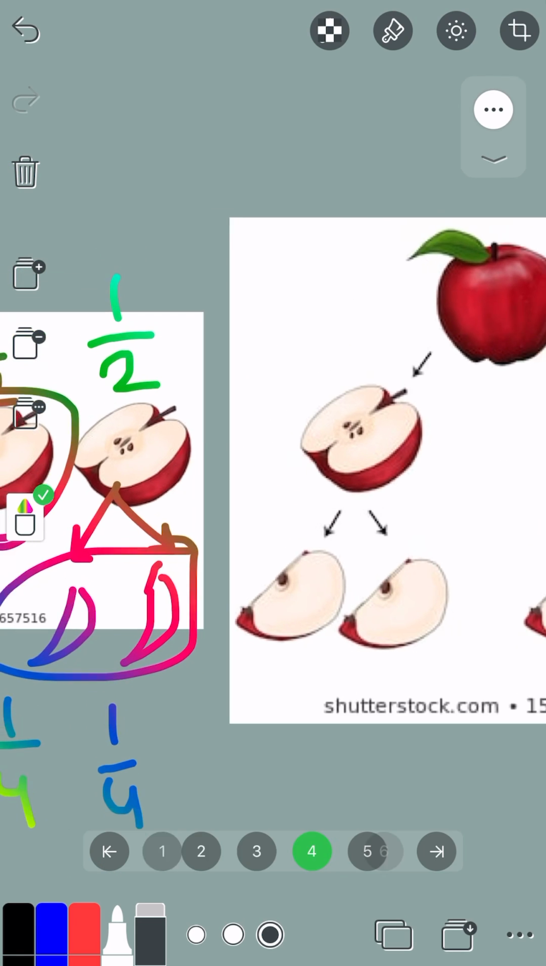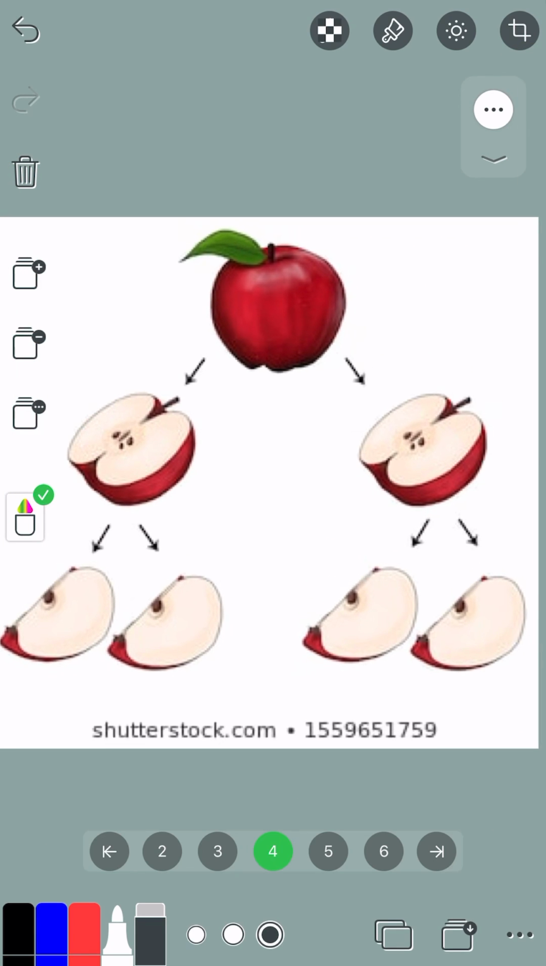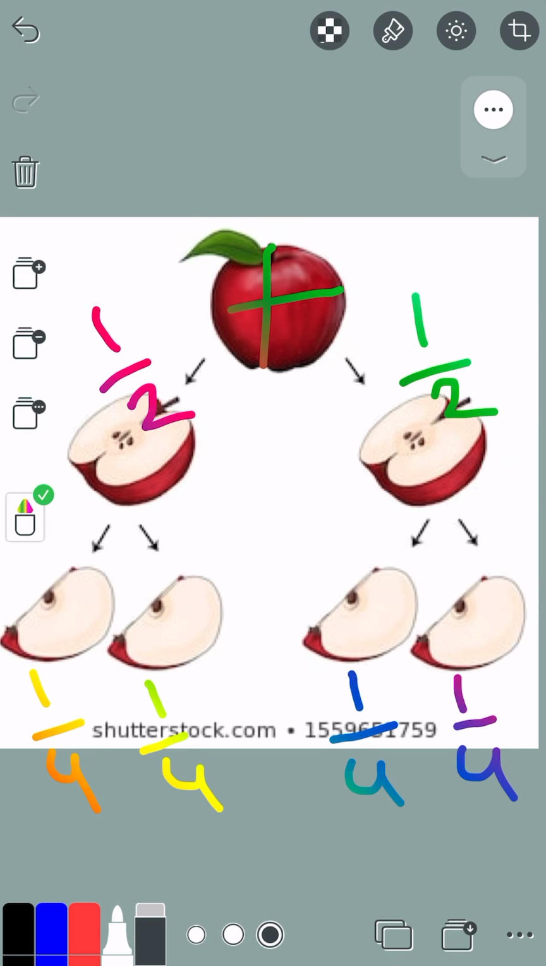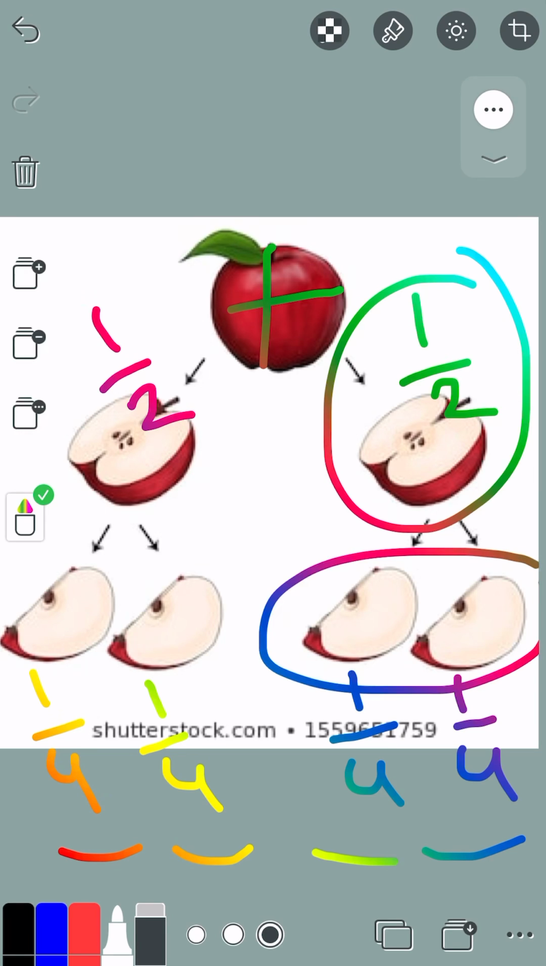Look at this picture. This is my apple. I cut it into two equal parts, two halves. And if I cut each half into another half, I will get quarters. Here is a quarter, here is a quarter, and here is a quarter. Now, how many quarters do we have for one apple? We can cut it into 4 equal quarters. So, this half equals how many quarters?